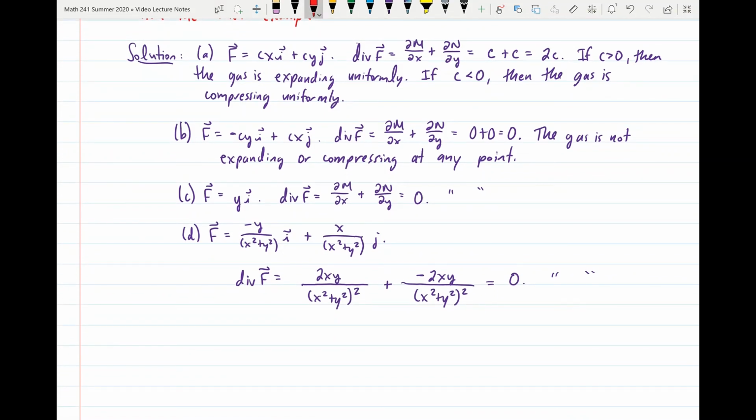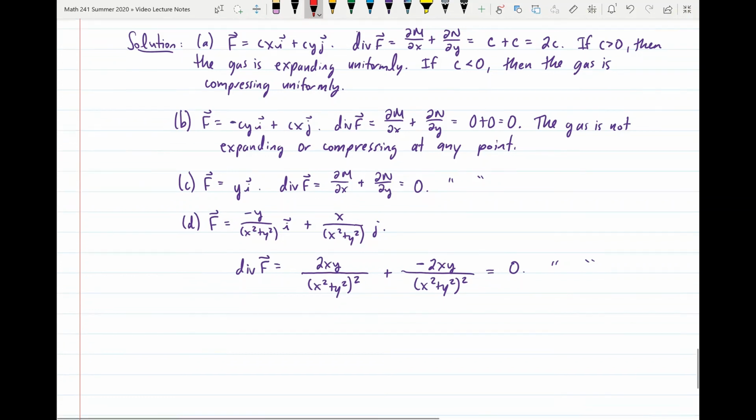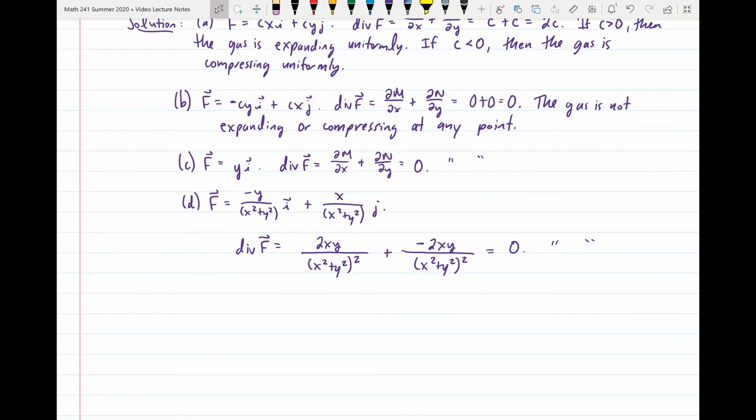Now if we have F = yi, I think this was the shear vector field, then the divergence of F is going to equal, again, the partial derivatives added together, and we get 0. So the gas is, again, not expanding or compressing at any point. And finally, we had the whirlpool effect. So F = -y/(x² + y²) i + x/(x² + y²) j. And this one looked like a point that was centered at the origin, and then we had some vectors that were going around the point in this direction.